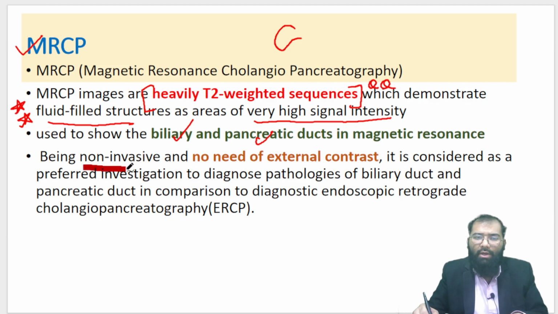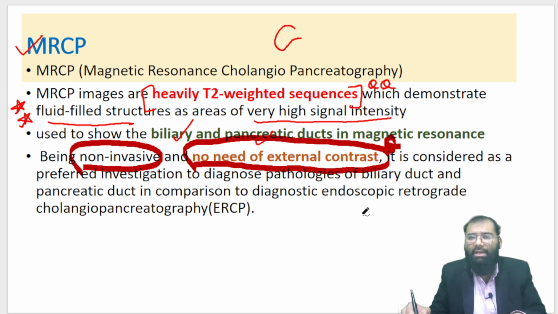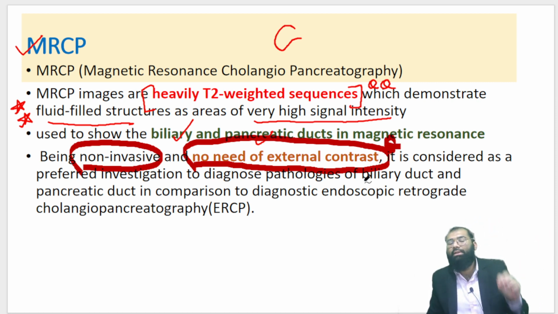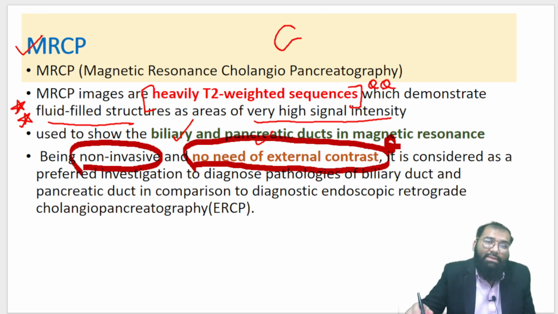Now, a very important point which I would like you to note is this. It's a non-invasive technique and there is no need of external contrast. Write this down in caps. VIP statement. There is no external contrast which is given. There is no invasive technique. It's a non-invasive technique. So why is this important?